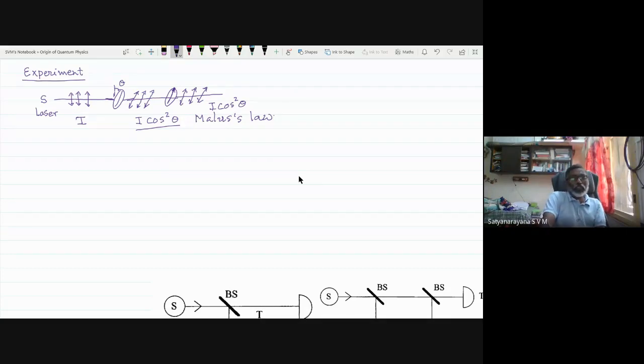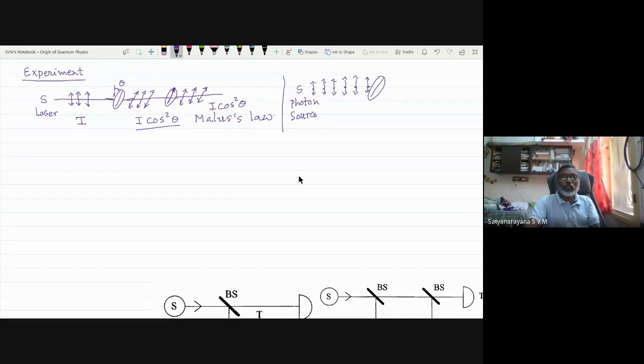Now let's try to repeat this experiment with a source of photons. Let's say I have a photon source, with photons coming in this direction. I'm just representing them as these localized things. Now I will send this through a polarizer like this. That means each photon has a polarization like this. We may say that the intensity is small, so that there is sufficient gap between each photon coming here. Now what happens when a given photon is passing through this analyzer?